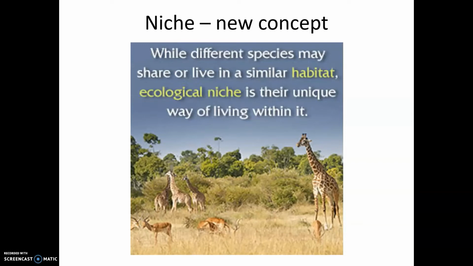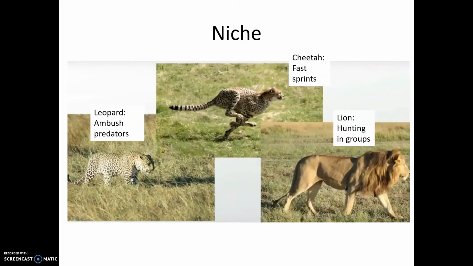And one example are these 3 big predators, the leopard, the cheetah, and the lion. And they all occupy the habitat like grassland, and they all feed on larger herbivores, being in the same habitat as them. So they share the same habitat, but their niche is different because they use different hunting styles. So even though they would potentially compete for the same prey, because they use different hunting styles, they don't actually compete with each other.